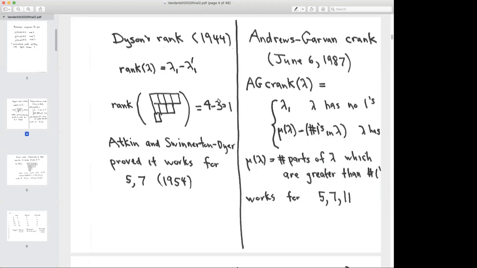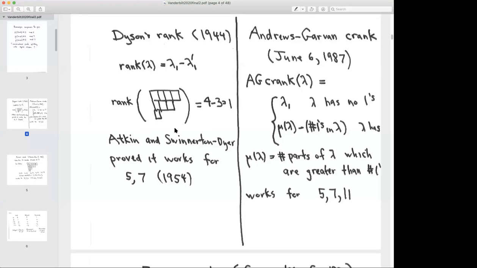Now, neither of these statistics, Dyson's rank or the Andrews-Garvan crank, had or even have today a bijective proof. Nobody knows how to give bijections between the rank classes or the crank classes. That's still an open problem. We cannot do that. Fortunately, there's another kind of crank for which we can do that, a different crank.